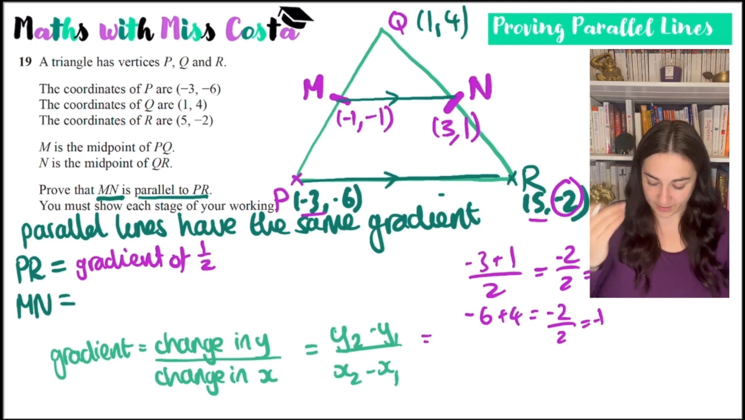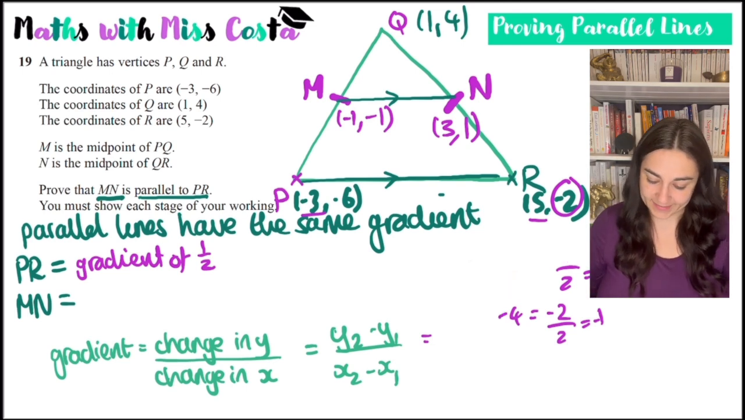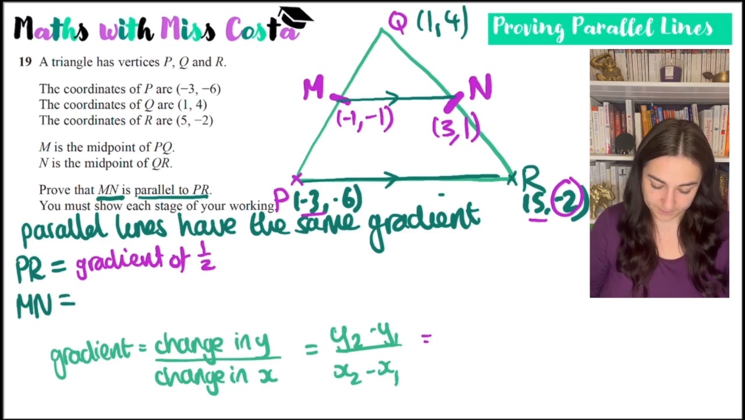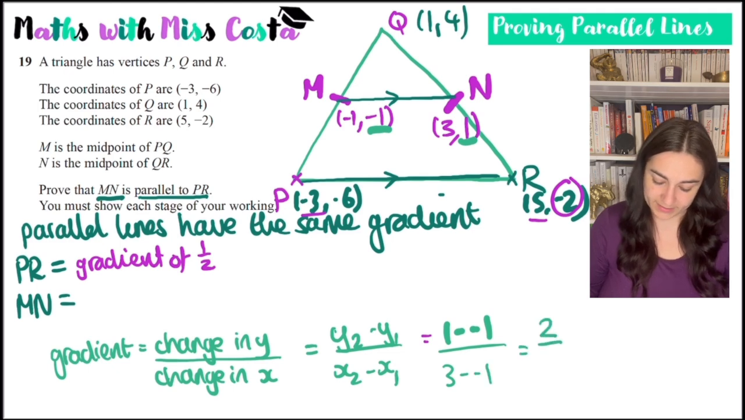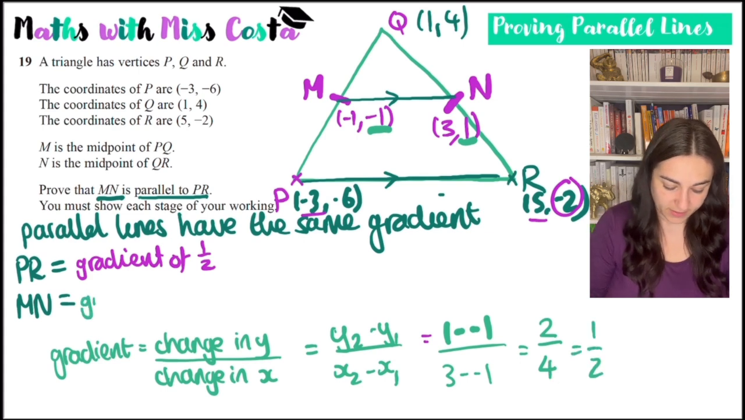And how do I work out the gradient? Well, I do it exactly the same way. I do the change in the y coordinates. So I'm going to do 1 take -1 over 3 take -1. 1 plus 1 is 2. 3 plus 1 is 4. And 2 over 4 simplifies to a half. So the gradient of MN is a half.